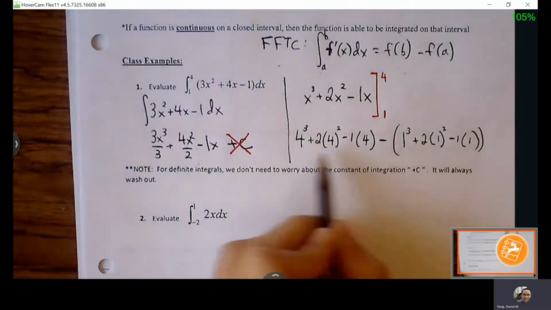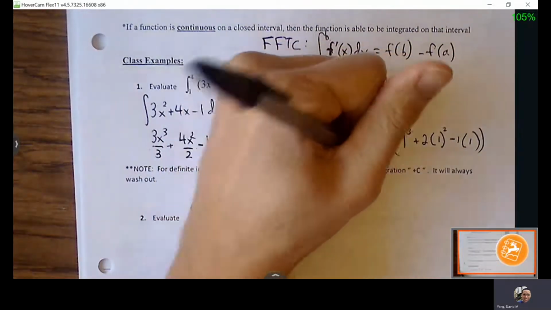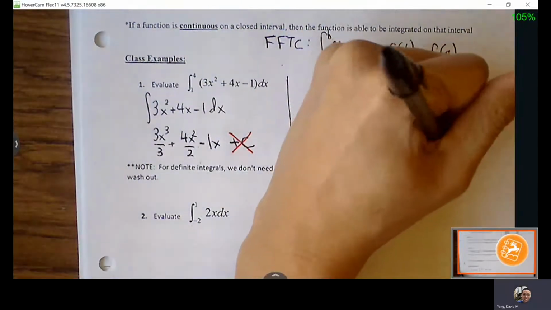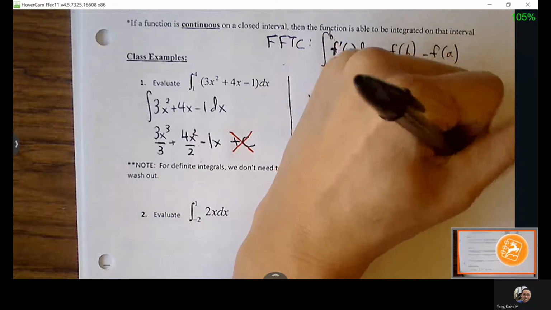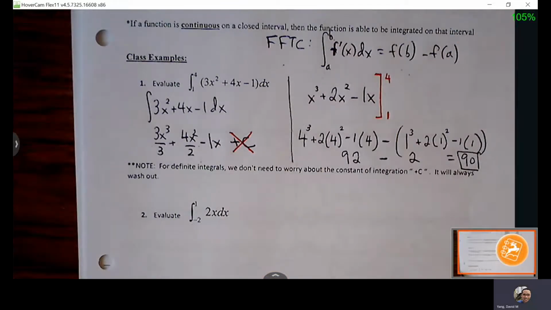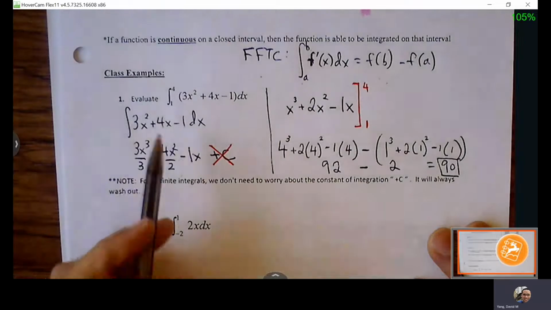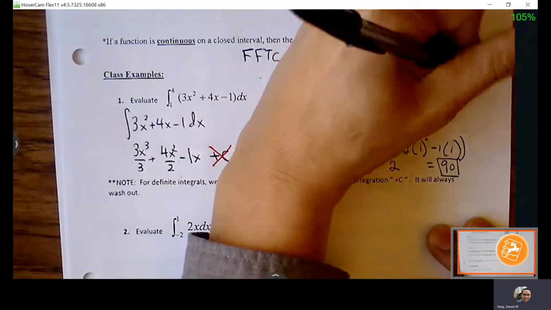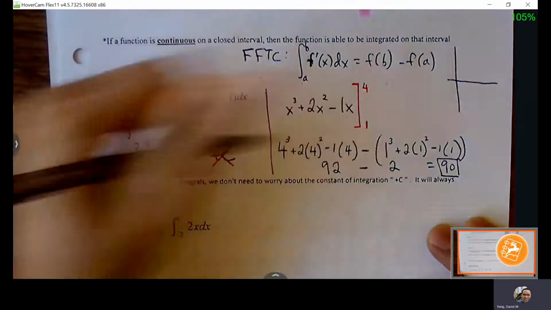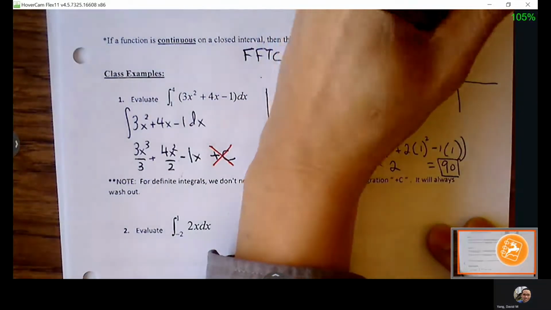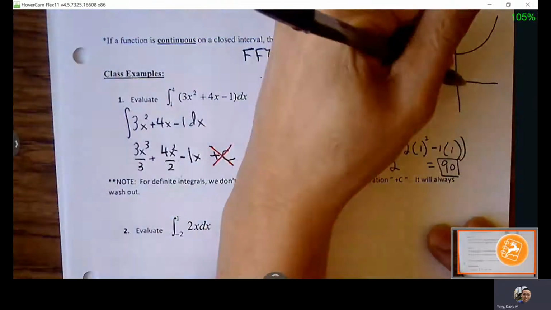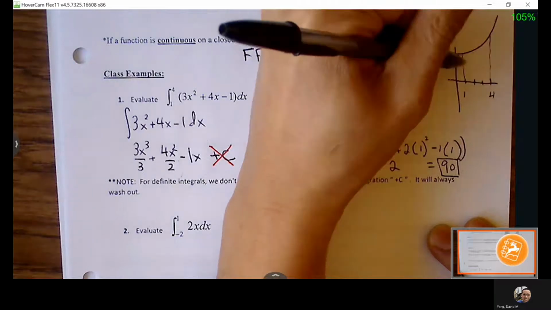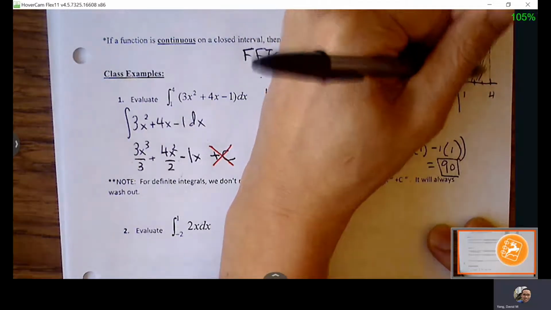I'm going to just summarize this. This totals up to be 92. This second portion totals to be 2. And that gives us 90. And what that 90 represents is the area under this graph. So let's say the 3x squared plus 4x minus 1 looks something like this. From 1 to 4 is really giving us the area of that region.